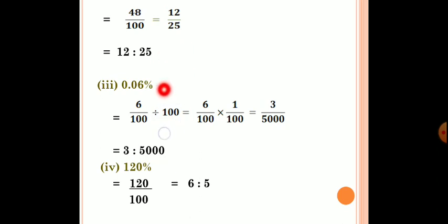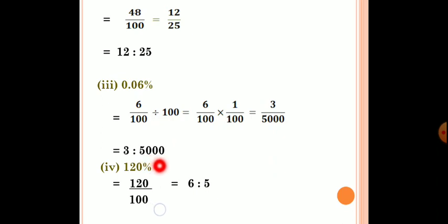Next, 0.06%. So again, let us first convert the decimal into a fraction, which is 6 by 100. Since there is a percentage, we'll write it as divide by 100. So we can write it as 6 by 100 into 1 by 100. Now cancelling the 6 and 100 by 2. So 2 3s are 6, 2 50s are 100. So we have 3 by 5000 as the answer. Writing it in the ratio form, that is 3:5000.